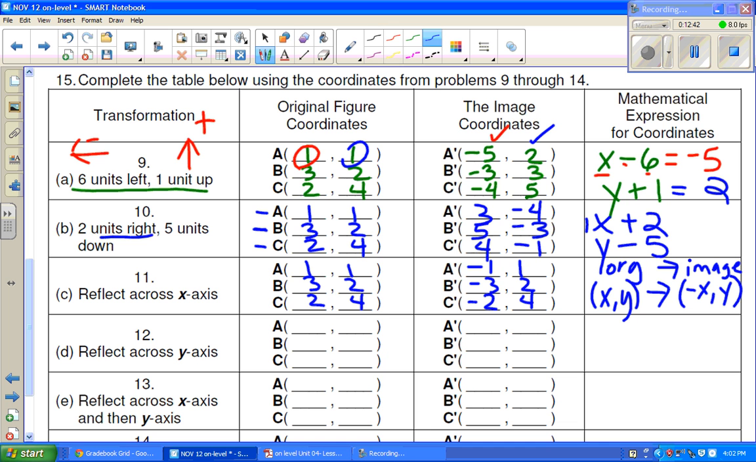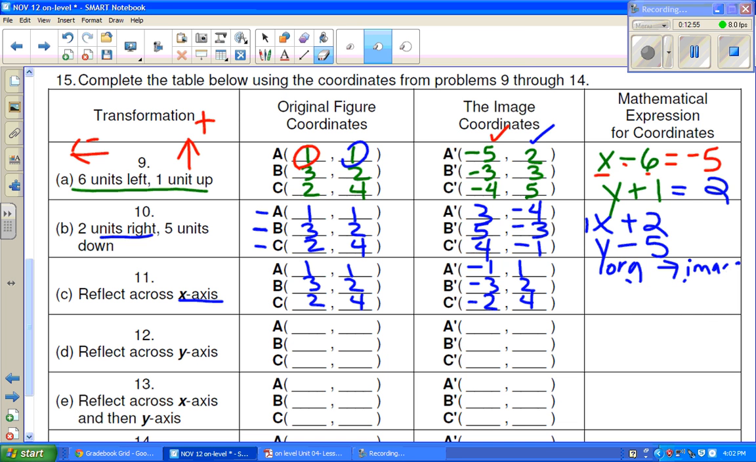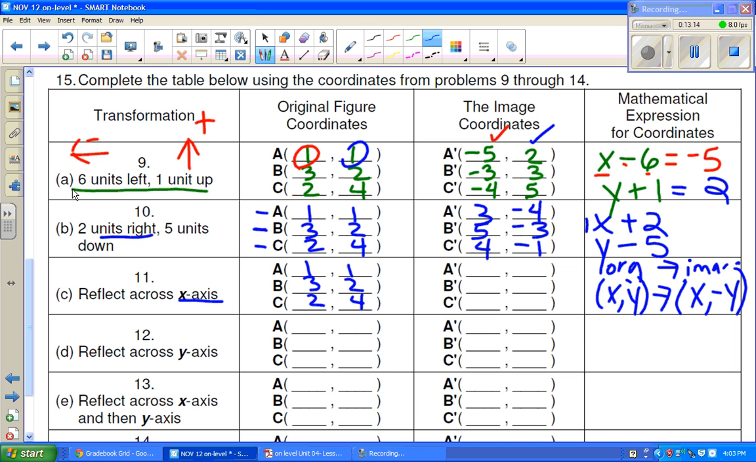So if you can remember, when you're reflecting across the x-axis, the x-axis, oh shucks, I looked at the wrong one, so erase that. The original is positive, positive. The image will be positive for the x and negative for the y. So if you take a look at number 11, that I messed up on because y'all are walking into the room as I'm trying to do it, you will notice that the y changed values.